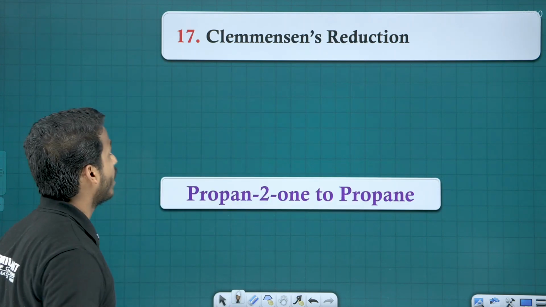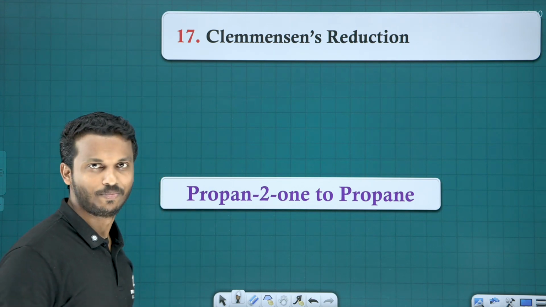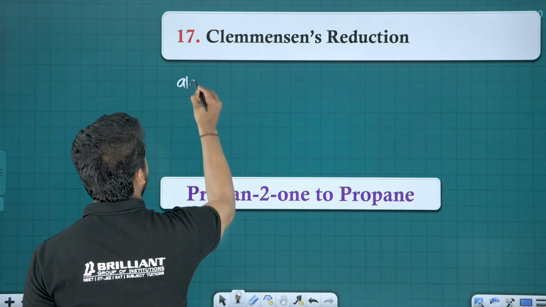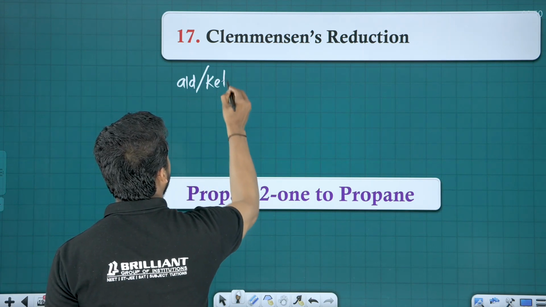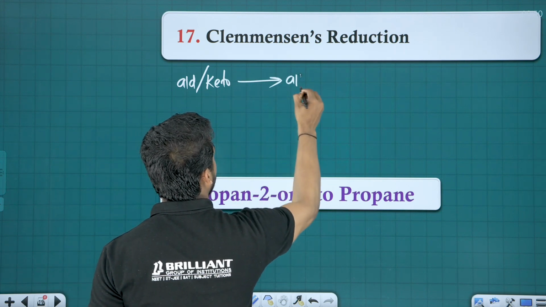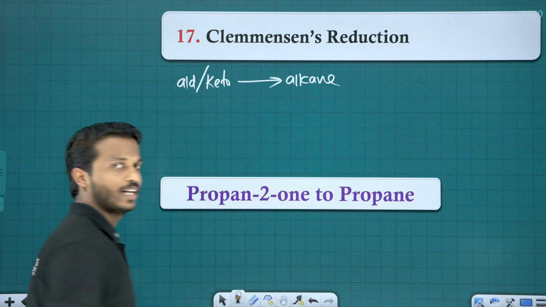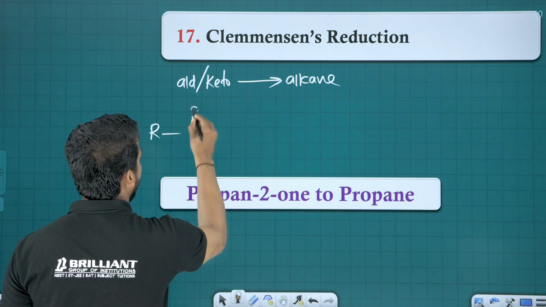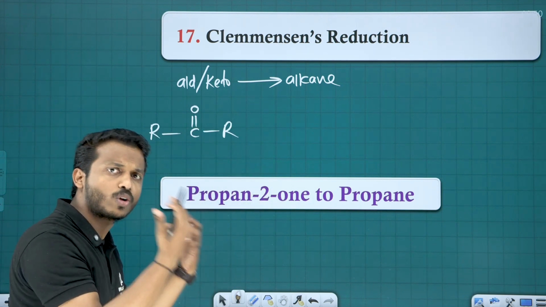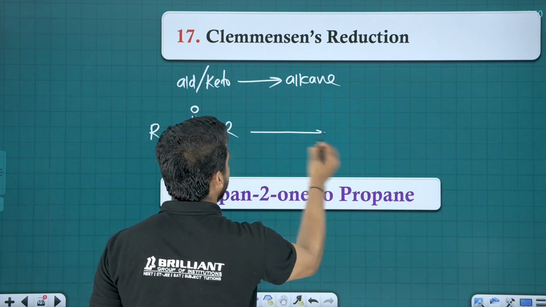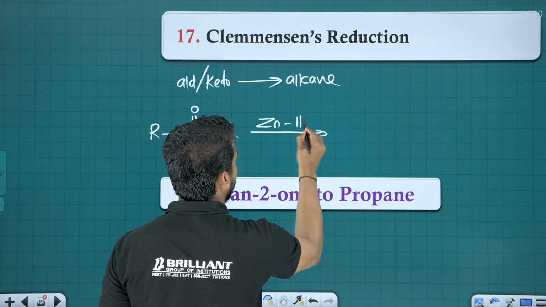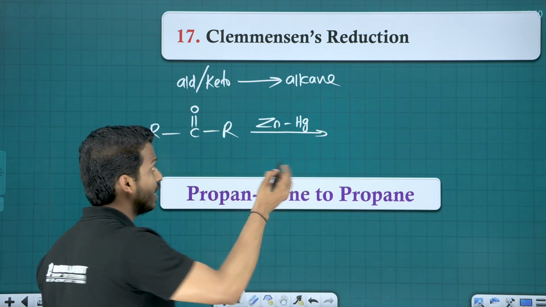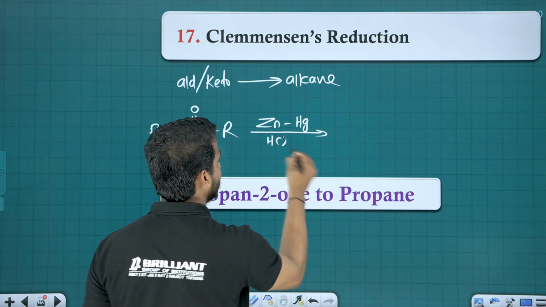Next question, what is Clemmensen reduction? In Clemmensen reduction, an aldehyde or ketone is converted into the corresponding alkane. For example, RCOR, or any aldehyde or ketone you take, is treated with zinc amalgam, Zn-Hg, and concentrated HCl.